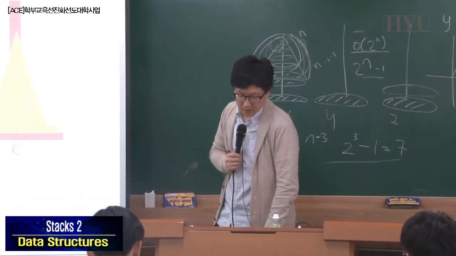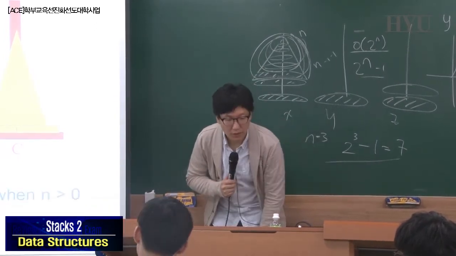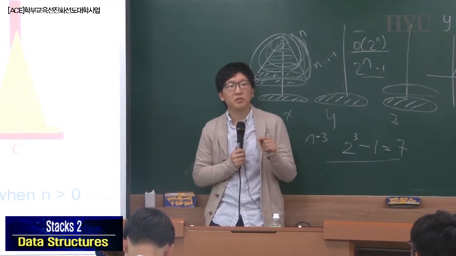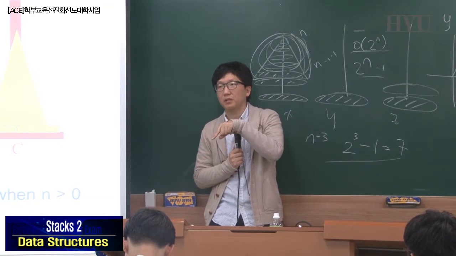Moves when n disk is 0, n is 0. Moves n disk is 2 times moves n-1: A to B, B to C, n-1 disks.